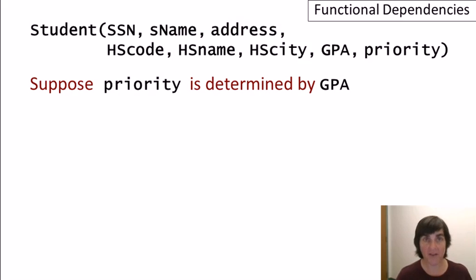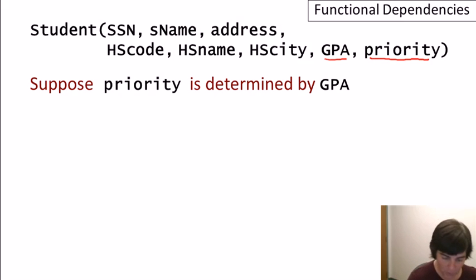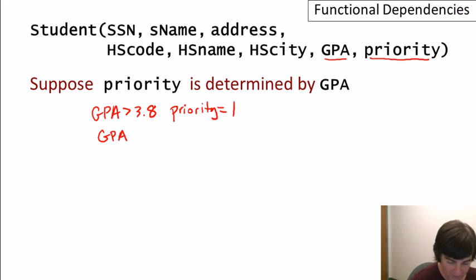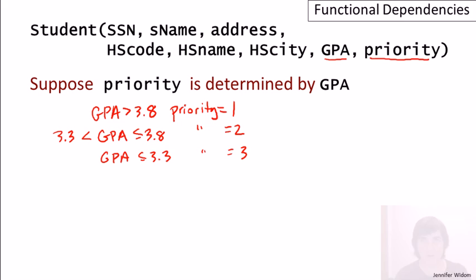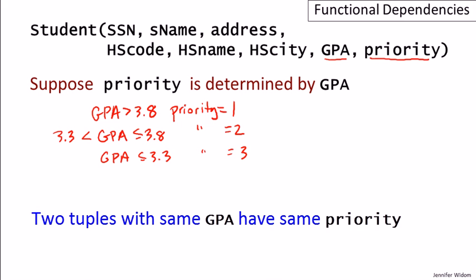To motivate functional dependencies, let's focus on the student relation and specifically on the GPA and priority attributes. Let's suppose that a student's priority is determined by their GPA. For example, we might have a rule that says if GPA is greater than 3.8, then priority is 1. If the GPA is in between, let's say, 3.3 and 3.8, then we'll set priority equal to 2. And if the GPA is less than 3.3, then the priority value is 3. So if this relationship is guaranteed in our data, then any two tuples that have the same GPA are guaranteed to have the same priority.